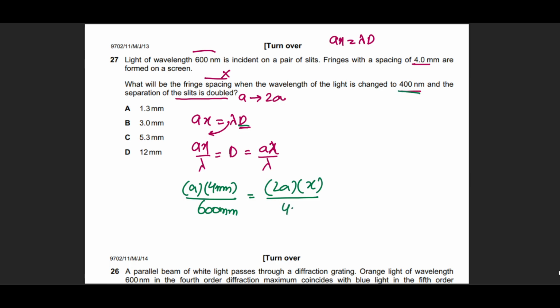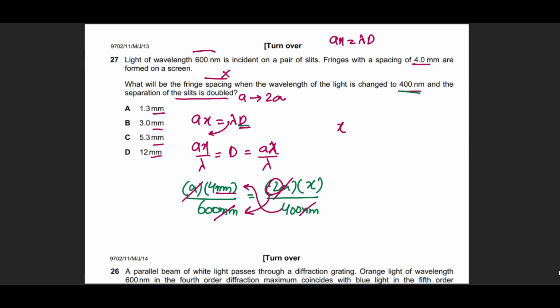So 400 nanometers. The nanometers will cancel out from both sides, so we don't need to convert them. Leave millimeters over here because our answers are also in millimeters. No need to convert that either. A gets cancelled out because it has been doubled, so A and 2A are picked up over here. Now let's rearrange. This 2 is going to come down and this 400 is going to go up.